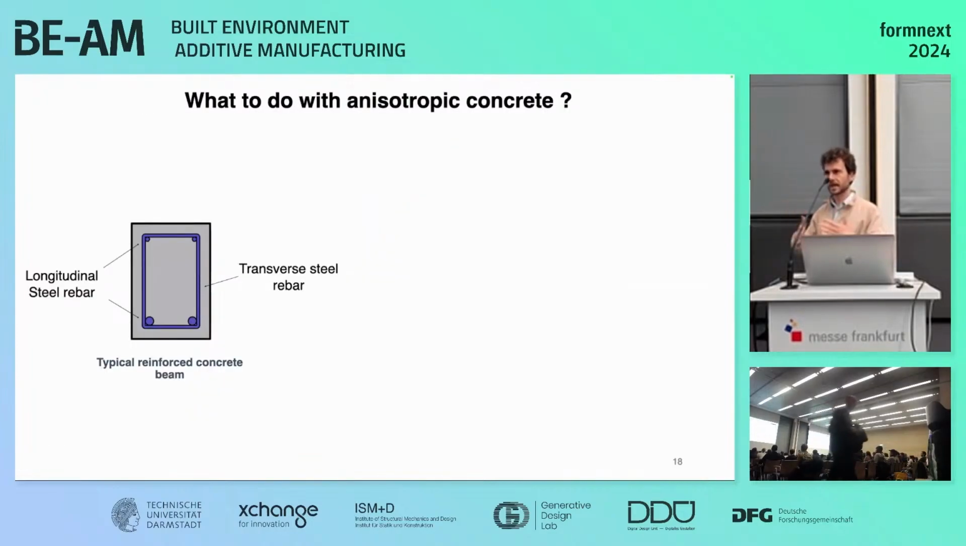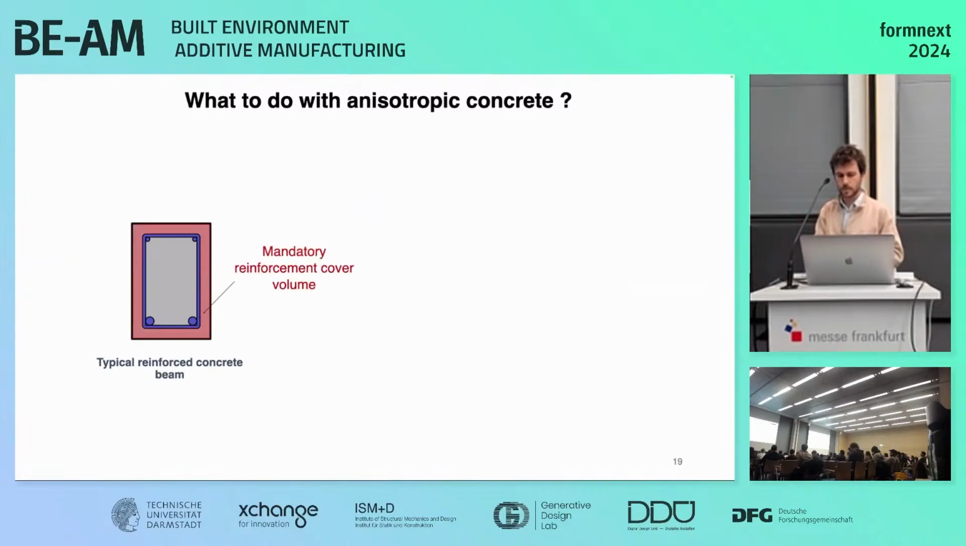To discuss that, let's just get back to a typical reinforced concrete beam. So you see the concrete beam here. You have longitudinal steel rebars to retain the bending moments. And sometimes you don't have them, but you have the transverse steel rebar for the shear stresses. And the problem is often you have this mandatory reinforcement volume, and that's a problem with the integration of such technique into thin elements, right?